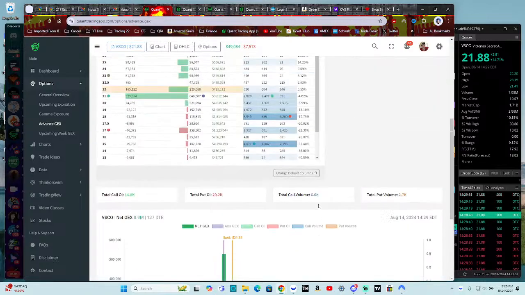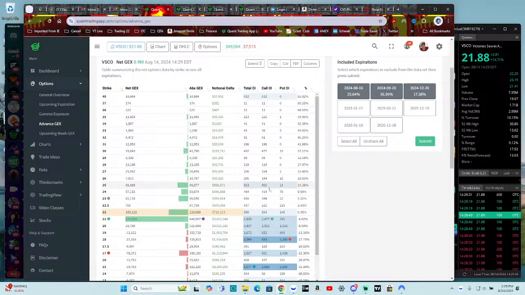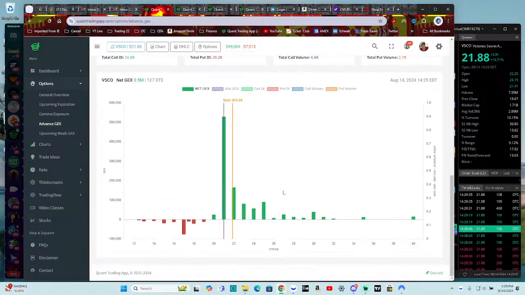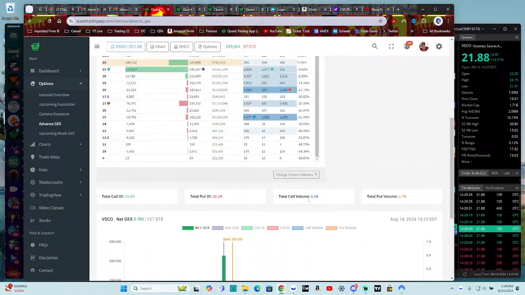Not much action here. This is what happens when you have a low volume options market, right? Monthly, not even every month, right? Not a lot of open interest, not a lot of volume, not a lot of data. Makes perfect sense, right?